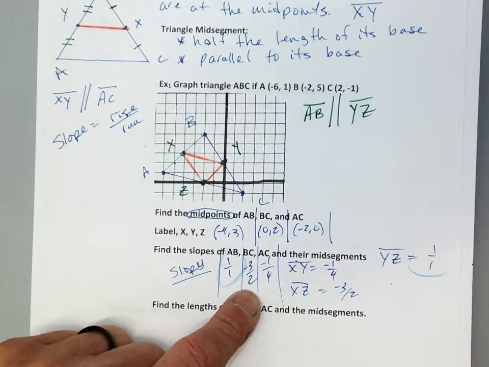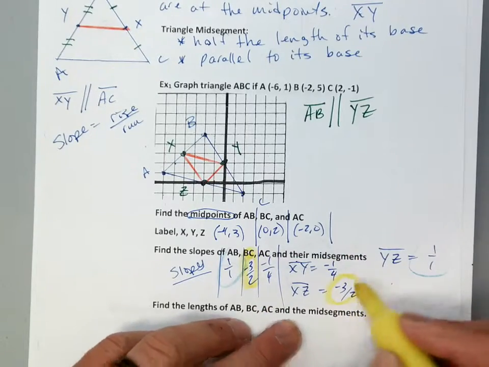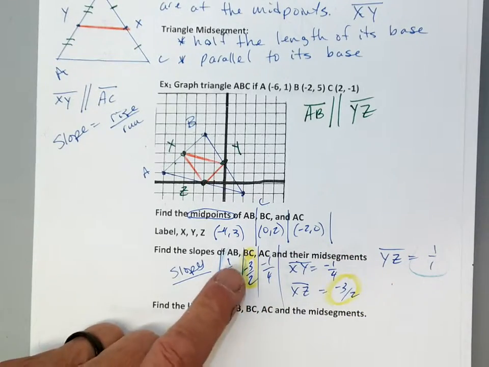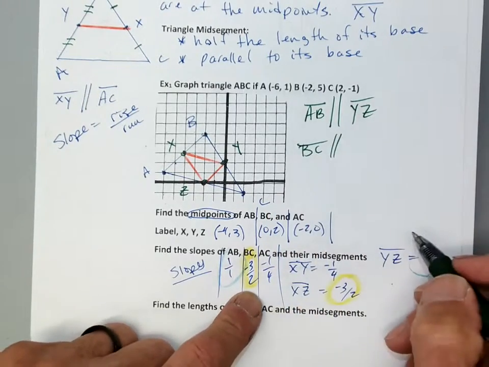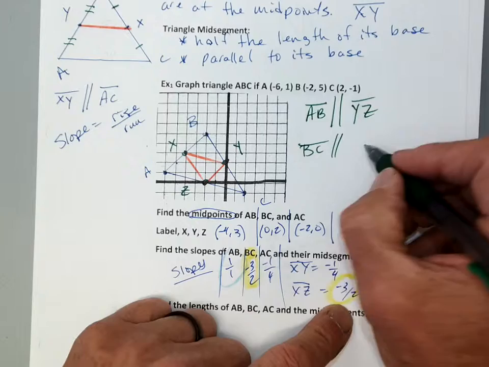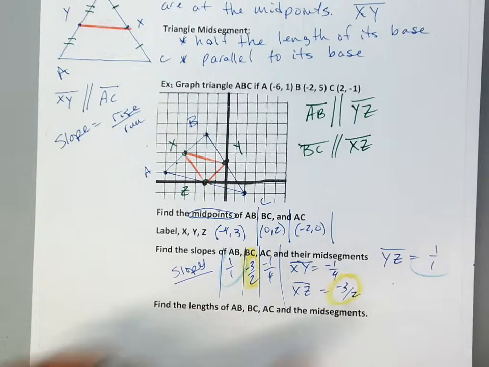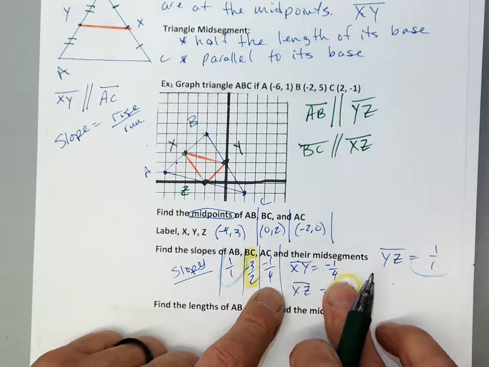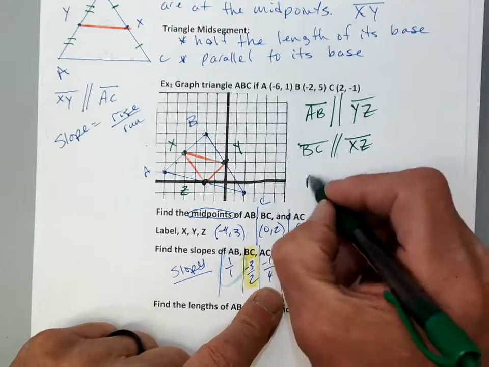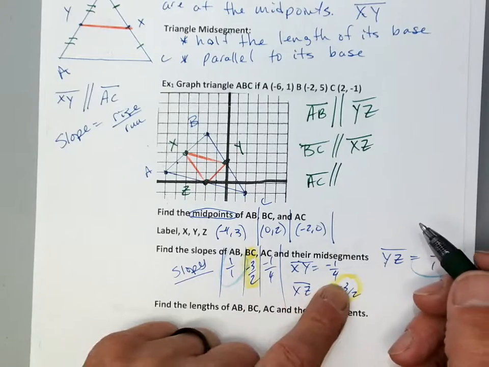Let's see, what else is equal? Okay, I got BC, down 3 over 2, and XZ. Same slope, so I'm going to say BC is parallel to XZ. And now finally AC. Well, let's see. AC is negative 1/4, and so is XY. So we're going to say they're parallel. So I'm going to say AC is parallel to XY. Okay.